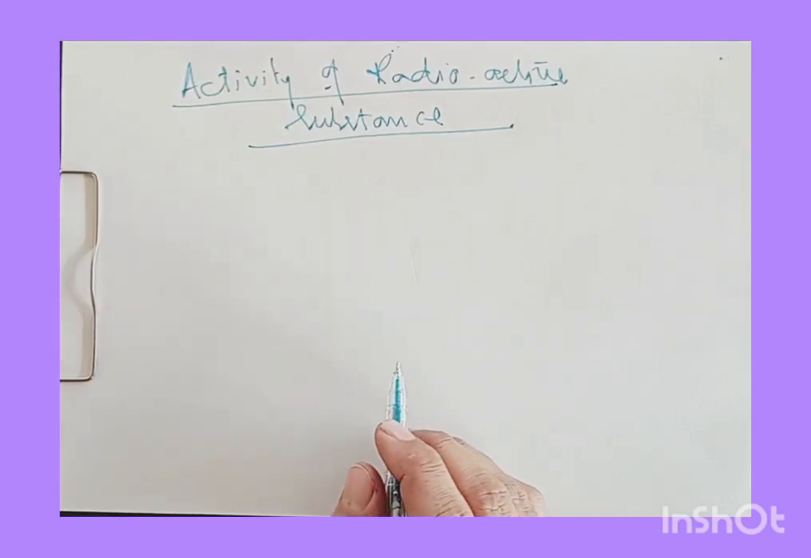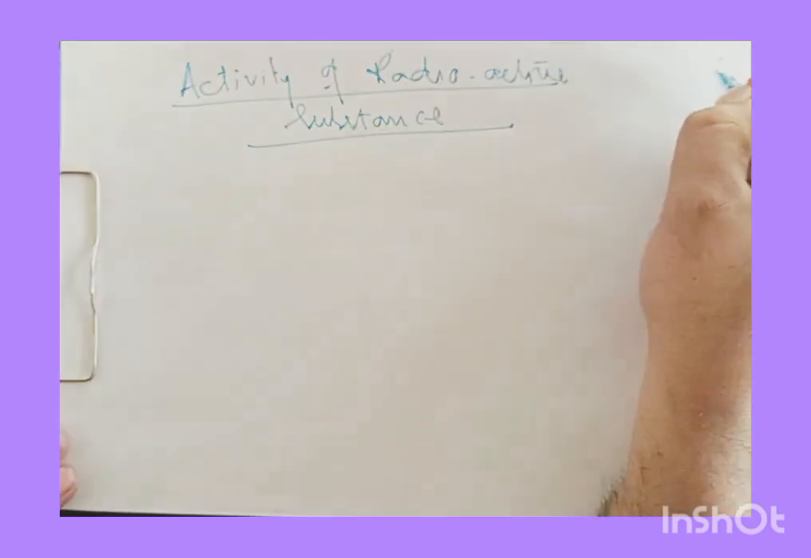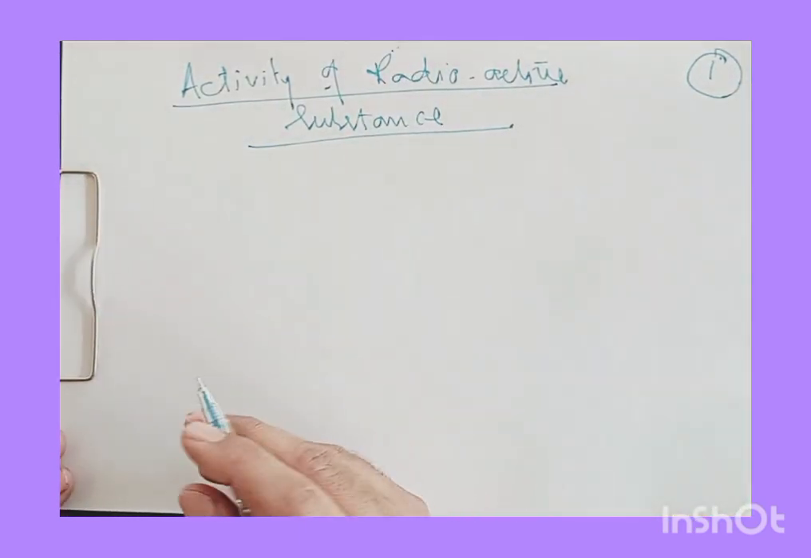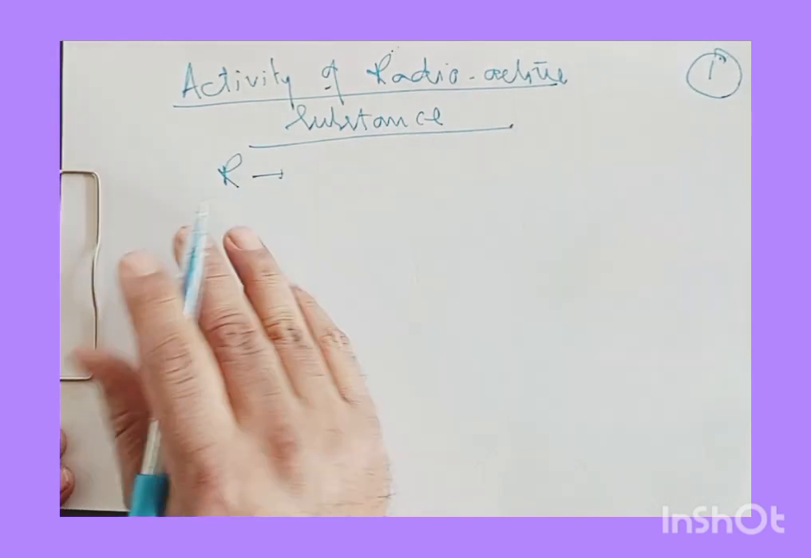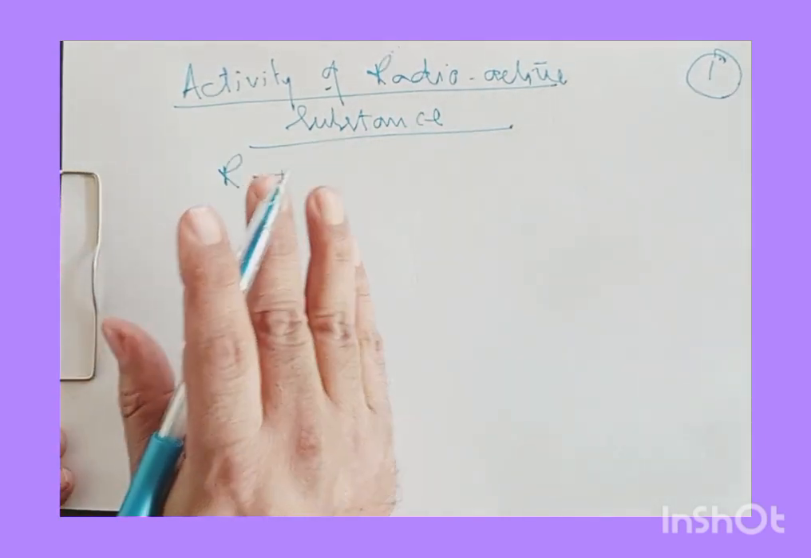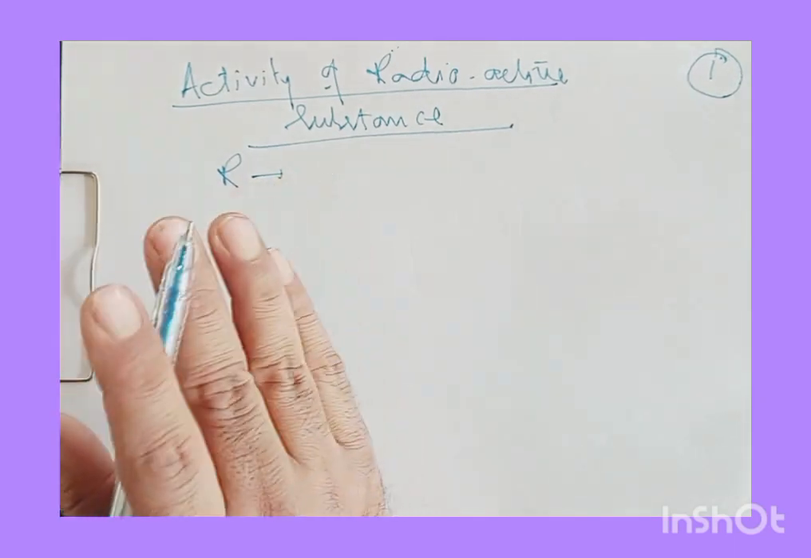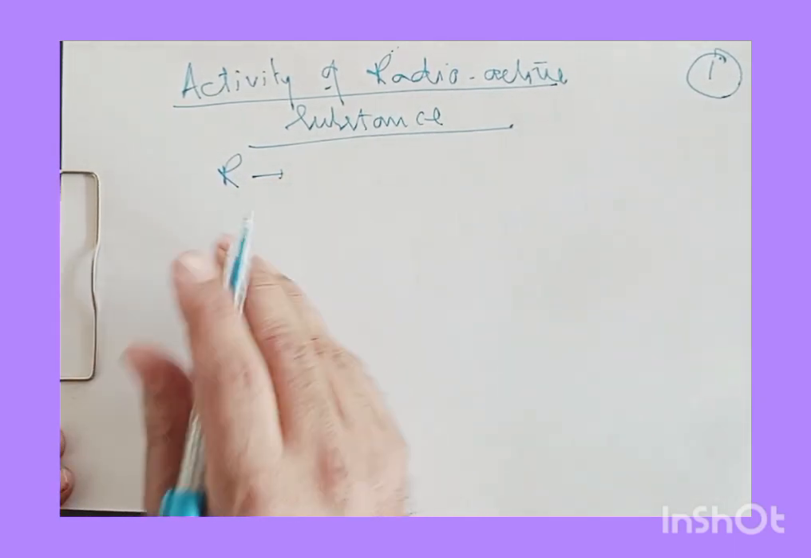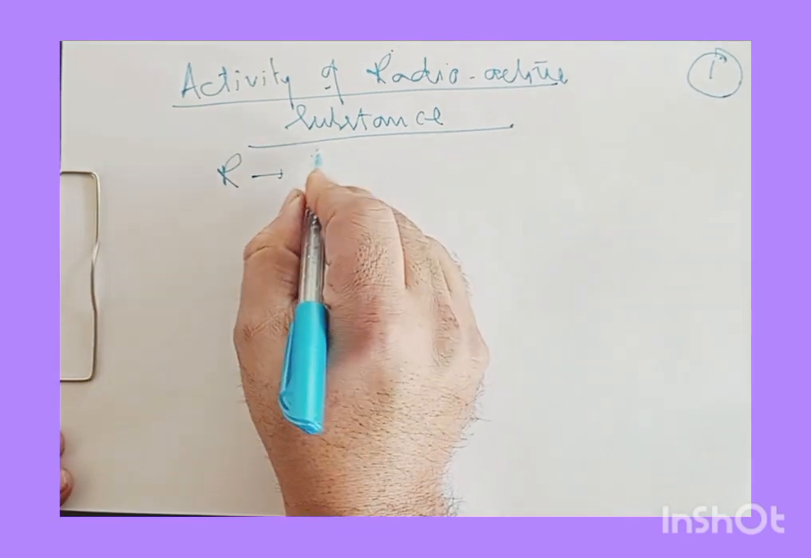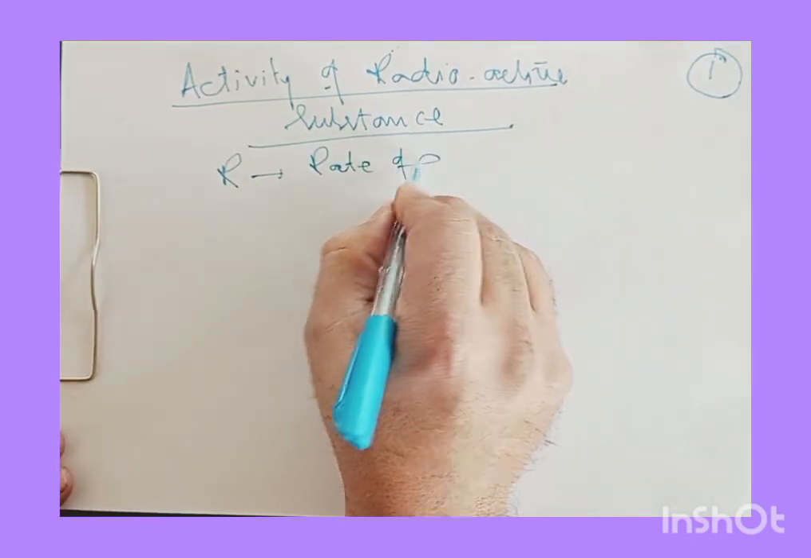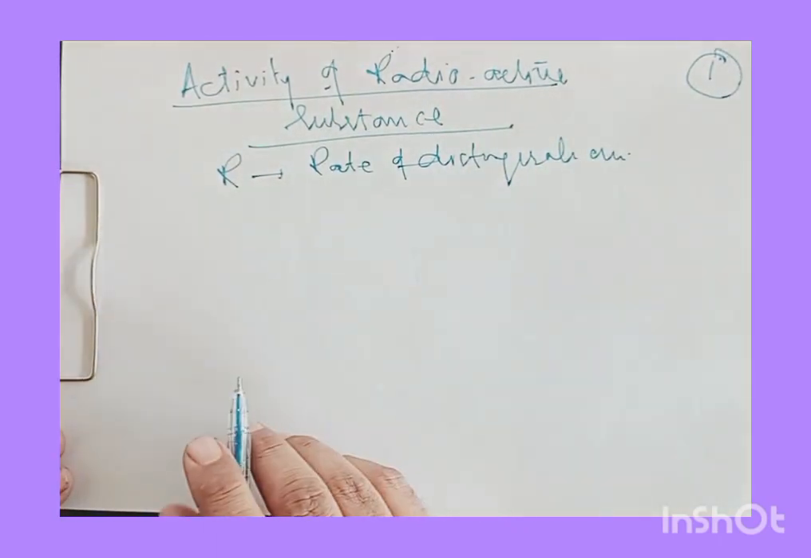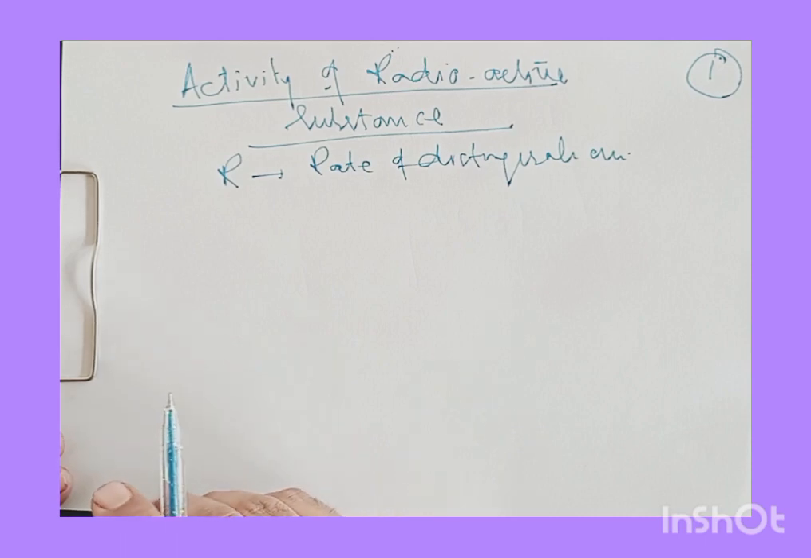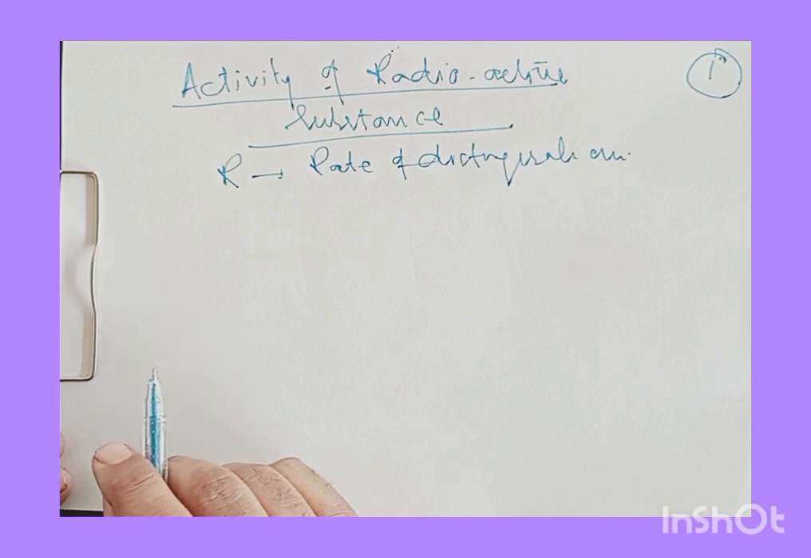Now let's talk about the activity of a radioactive substance. How can we define activity? This activity is symbolized as capital R, and it's basically the total number of nuclei disintegrated per second. The rate of disintegration of the substance is known as the activity of the radioactive substance.